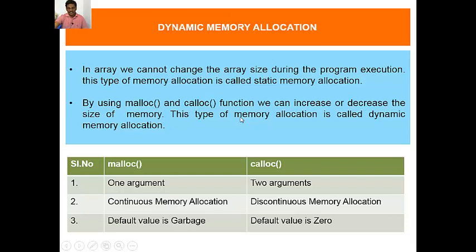This type of memory allocation is called static memory allocation. At the time of declaration, we declare fixed locations only. We cannot modify them at the time of execution. This kind of memory allocation is static memory allocation.